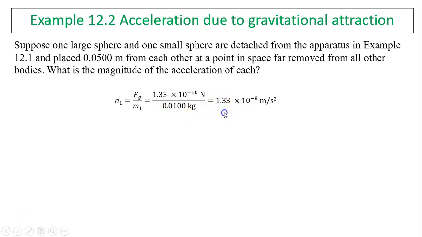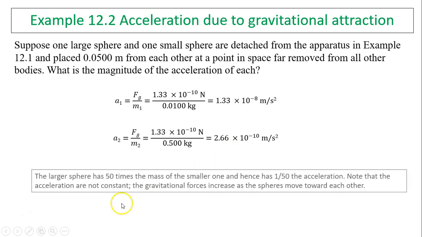This is the acceleration of the small body. Here's the acceleration of the bigger body. So we can see the larger sphere has 50 times the mass of the smaller one, and hence its acceleration is 50 times smaller than the small object's acceleration.